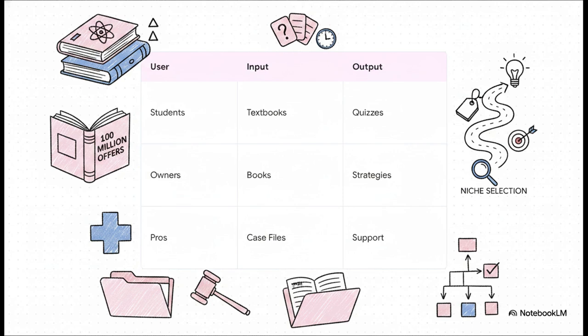Say you're a student. You upload your massive physics and math textbooks, and boom, NotebookLM instantly generates custom flashcards and quizzes for your finals. Or let's say you're a professional, like a doctor or lawyer. You can upload dense medical lists or complex case files to get rapid, guided decision-making support. And for the business owners out there, you can upload a top-tier business book like Alex Hormozi's 100 Million Offers, and the AI will literally map out actionable pricing strategies specifically for your niche.